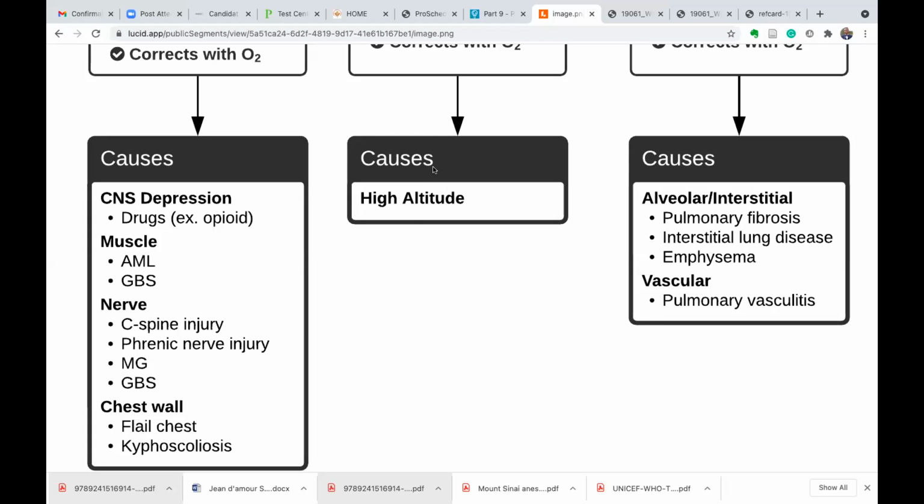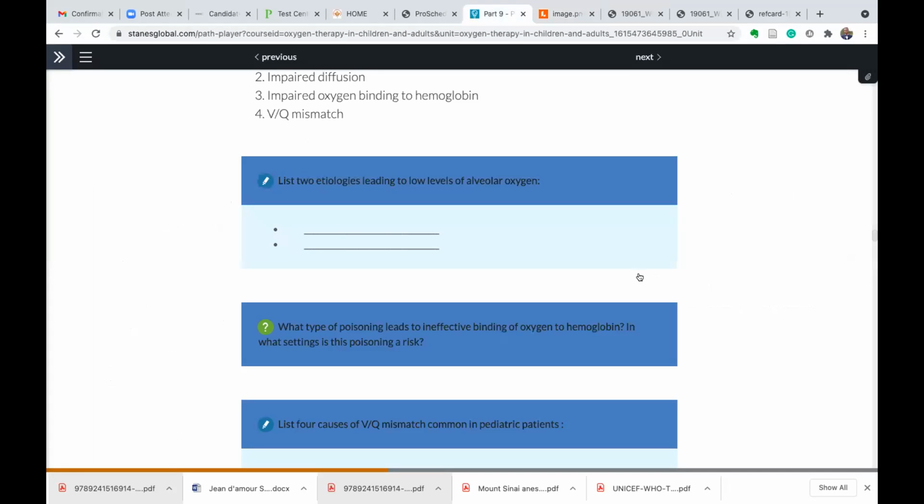The example of low FiO2 I gave is high altitude. Very good. So that's the answer for the first one. So let's see the next question.